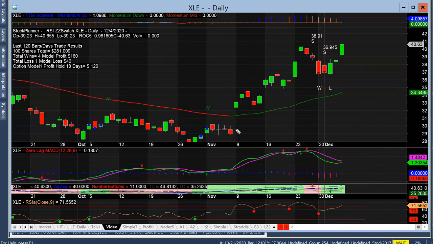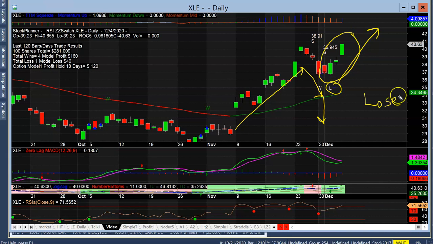This is XLE, an oil ETF, and you can see that since November 9th, oil has been steadily increasing with a drop. It is fluctuating, and then a rise. This is what happened when you bet to go short on oil stocks. Here, you lose. I had the direction very much wrong.